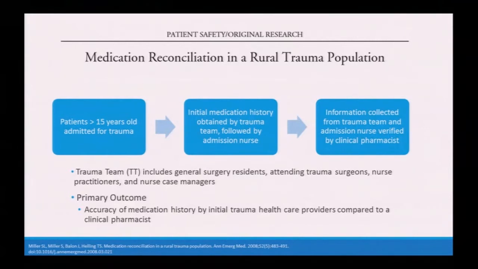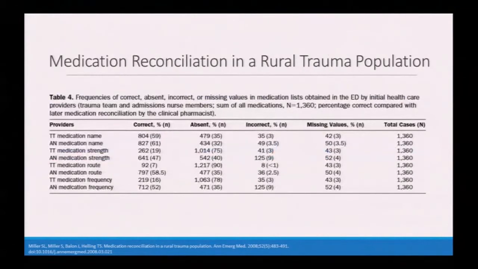So they were comparing the accuracy of the medication history list by the trauma healthcare providers and the admission nurse to that of a clinical pharmacist. And so with this chart, I wanted to highlight the percent correctness with which medications were obtained. TT here stands for trauma team and AN stands for admission nurse. And then they looked at the name of the medication, the strength, the route, and the frequency.